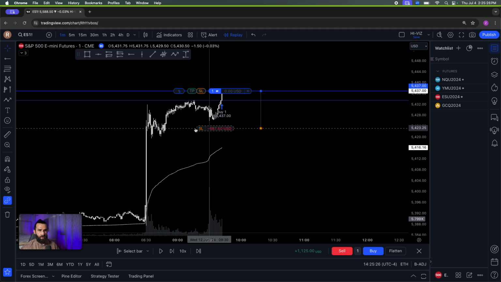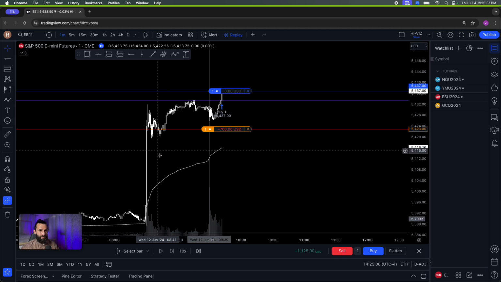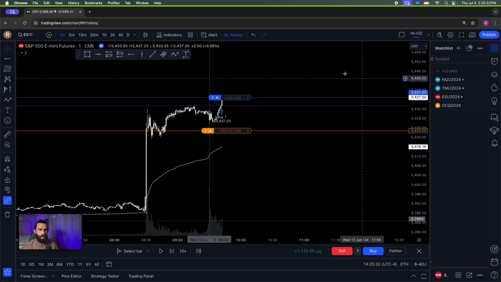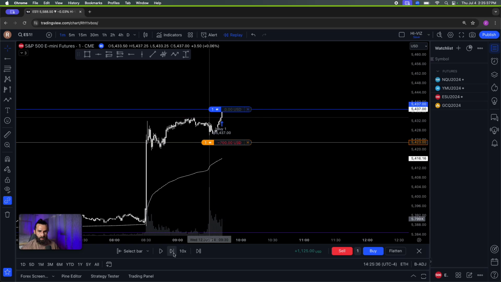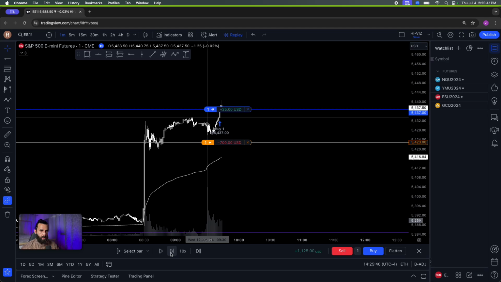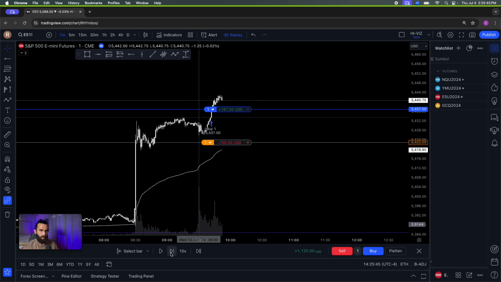We won't survive a test of the VWAP. We won't survive any pullback into this area. But if we're going to catch the nice move to the upside, this looks like it. So there's a little bit more of a breakout trade, a little bit more aggressive. But again, let's go ahead and trade this how I might normally trade.